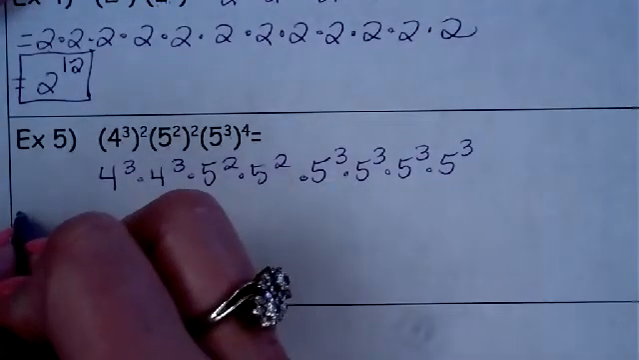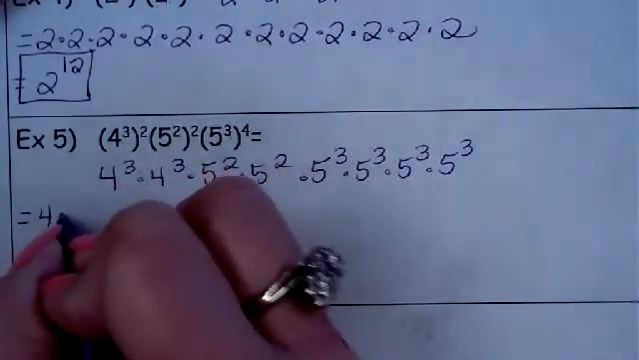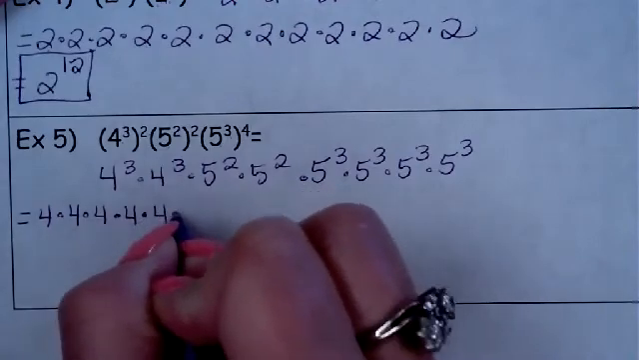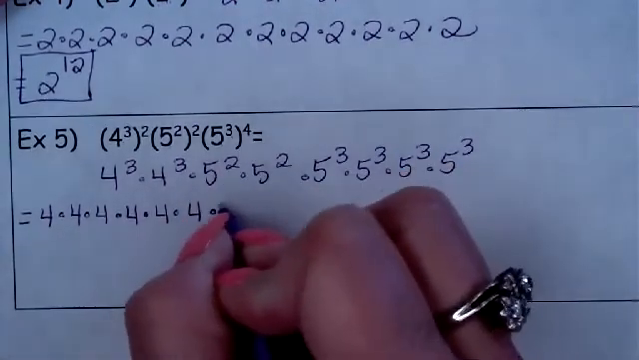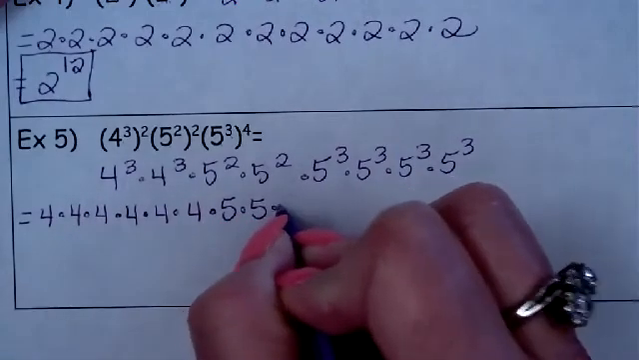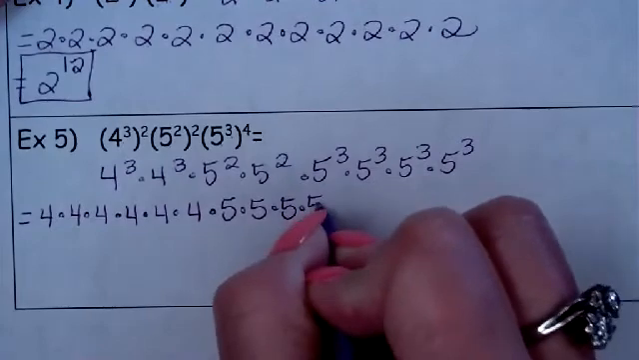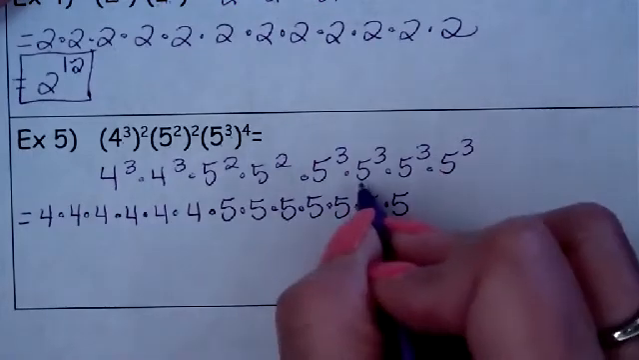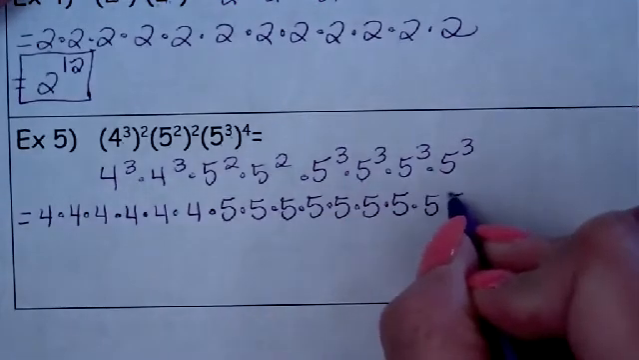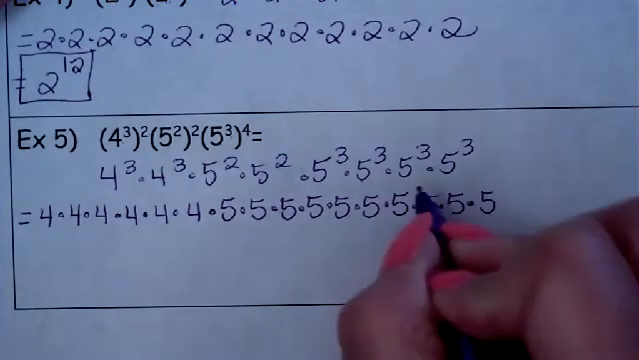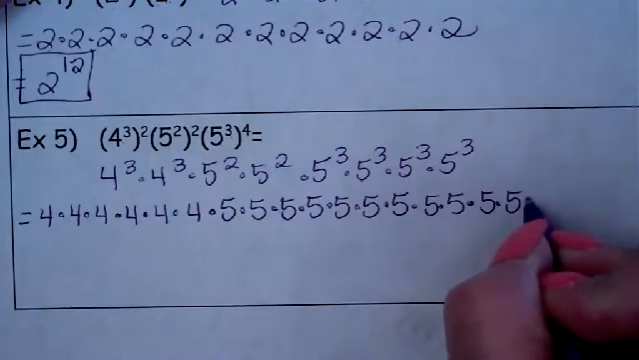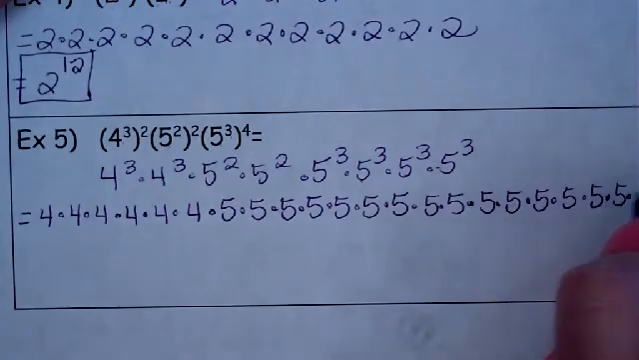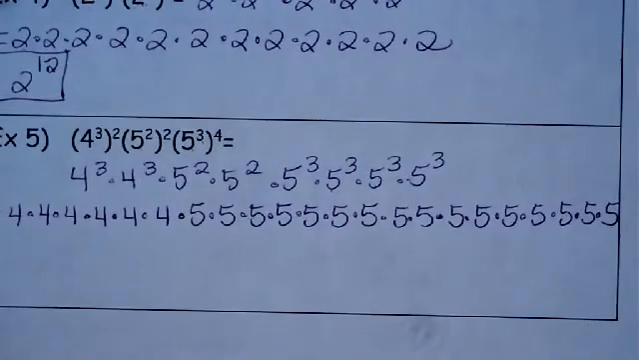Okay, now we've got to do some writing here. So let's expand. I'm going to start way over here on the side. 4 to the third, that's 1, 2, 3. 4 to the third is 3 more. 1, 2, 3. 5 to the second. 1, 2. 5 to the second again. 1, 2. 5 to the third. 1, 2, 3. 5 to the third. 1, 2, 3. 5 to the third. 1, 2, 3, another 5 to the third. 1, 2, 3. Barely squeezed it in there.